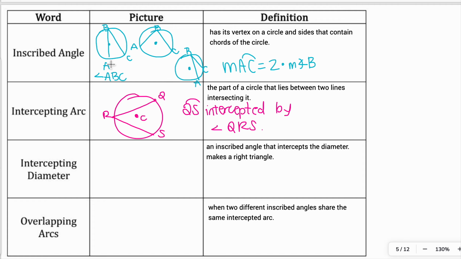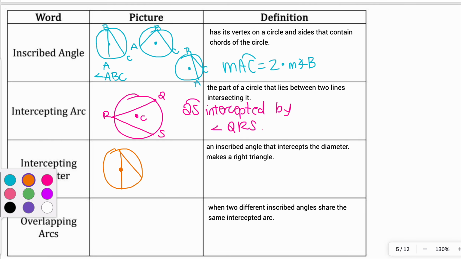Intercepting diameter, we kind of saw it up here, but I'm going to go ahead and draw a new one. Intercepting diameter just means we're going to have an intercepted angle or an inscribed angle that goes through the diameter. And what this means is it's going to create a right triangle. Because I'm going through here, I can't even close this off. And this is going to make a right triangle because it's going through the diameter.